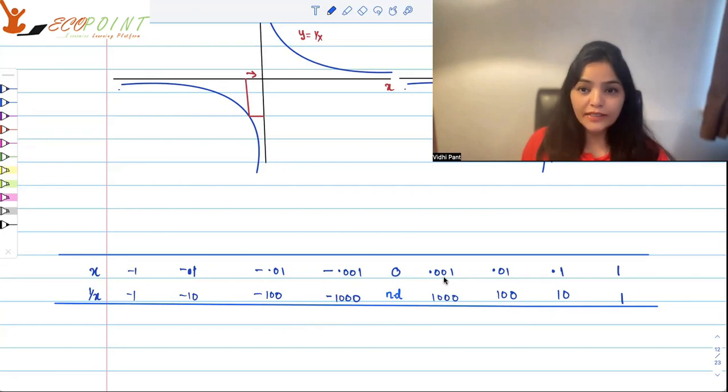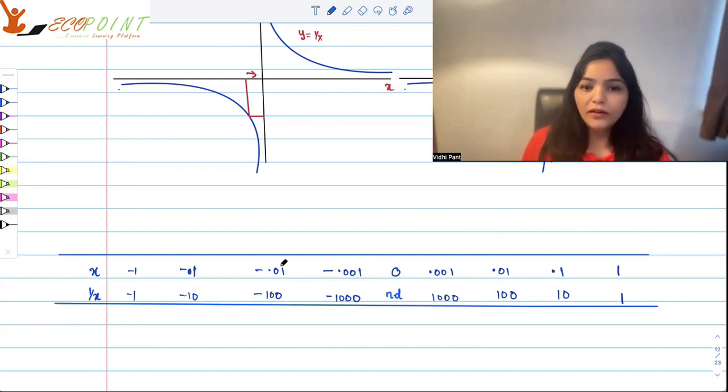If x takes 0.001, clearly 1 upon 0.001 is 1000. When x is 0.01, 1 upon x is 100. When x is 0.1, 1 upon x is 10. When x is equal to 1, what do you get? You get 1 by x is also 1. So can you see what's happening here?